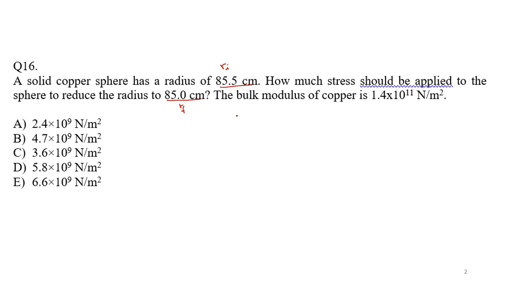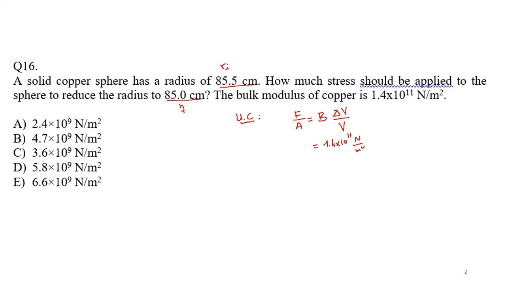So you know that in a uniform compression, the stress F divided by A is proportional to the strain. And the coefficient of proportionality is the bulk modulus. B multiplied by the strain, which in a uniform compression is delta V divided by V. Okay. Good. So here I gave you B, 1.4 times 10 to the power 11 newtons per meter square. Now I have to multiply by delta V divided by V.